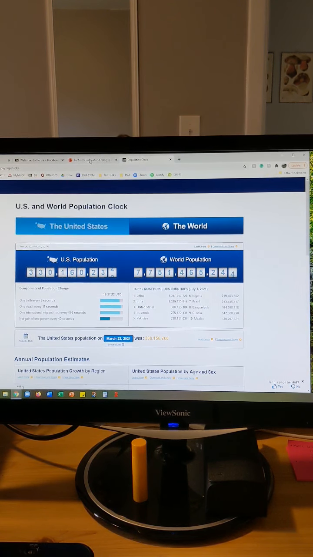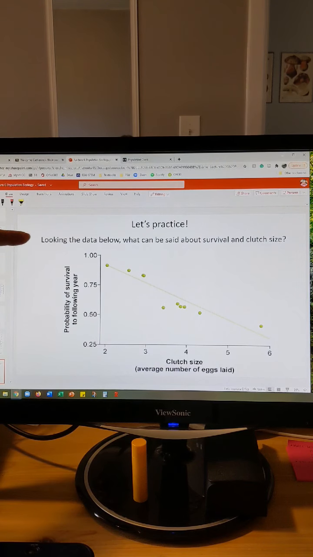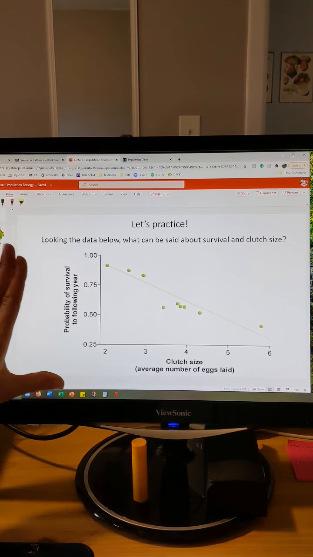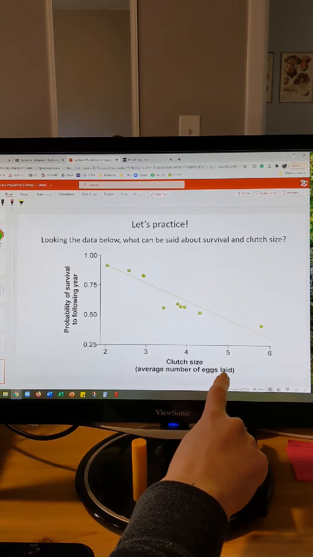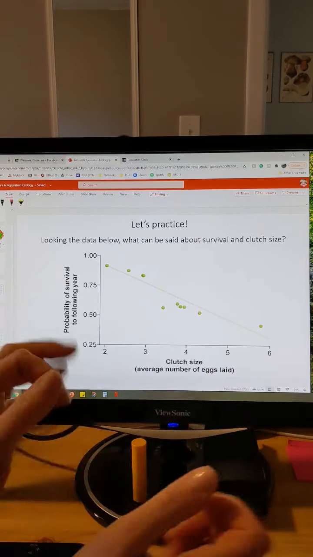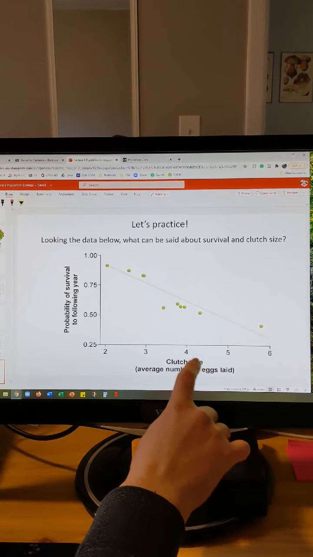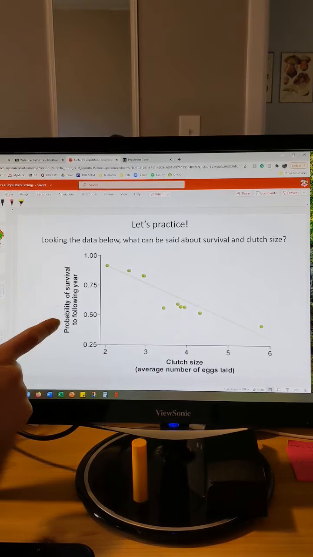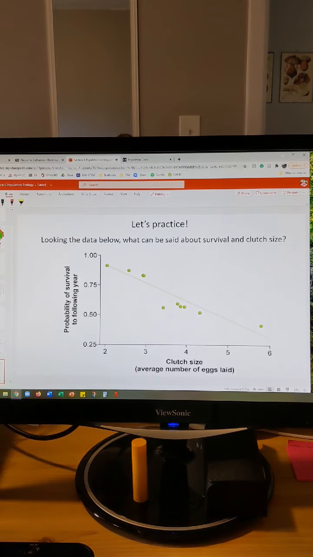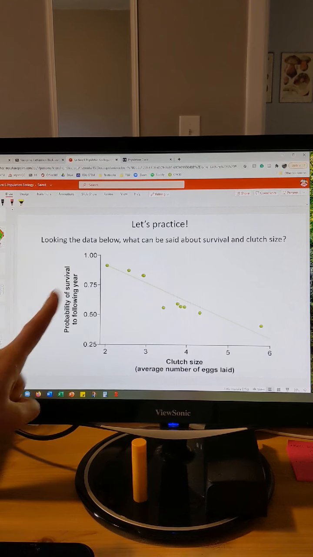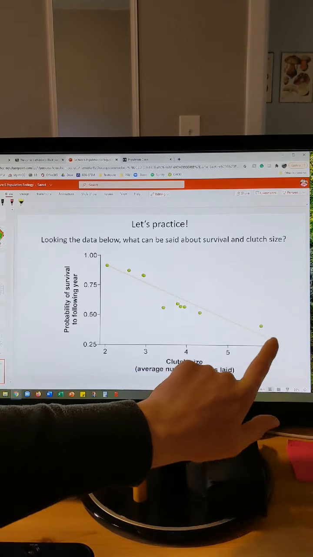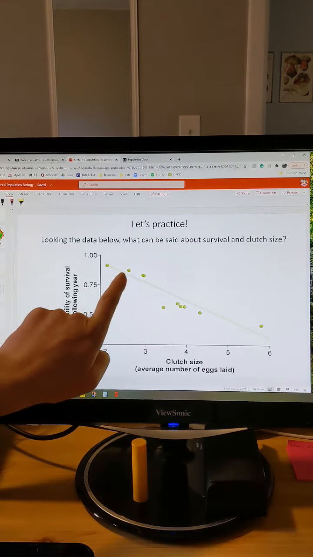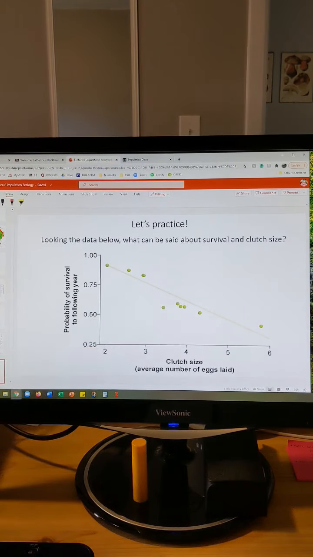All right, let's put this idea to practice. Look at the data below and decide what can be said about survival and clutch size. Clutch size is the average number of eggs laid in, it could be a nest or a corner or rocks, wherever they lay their eggs, but that's what a clutch is. And then here you have the probability of survival to the following year. So what is the general trend? The trend seems to be your survival decreases with the number of eggs in a clutch. So the more eggs in one nest, the less likely you are to survive.